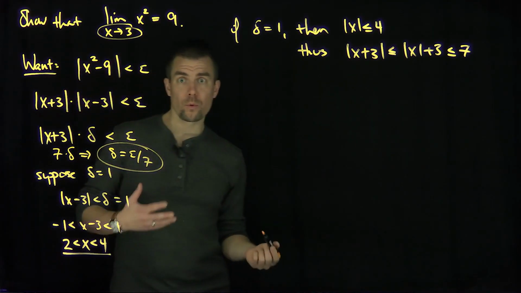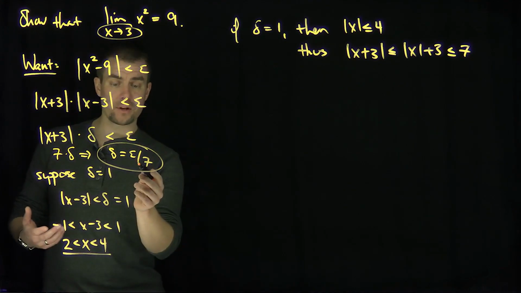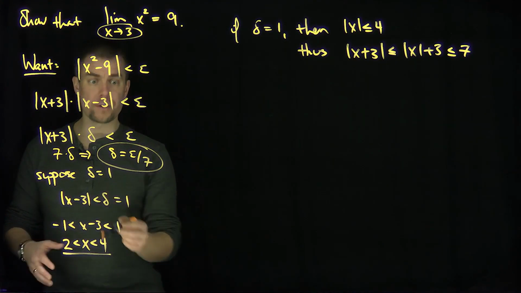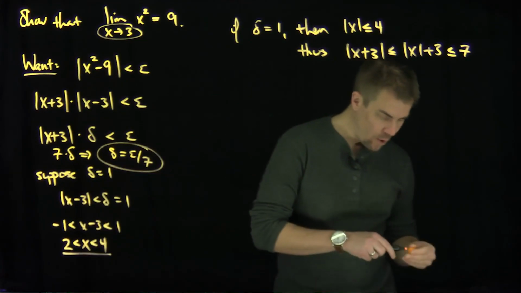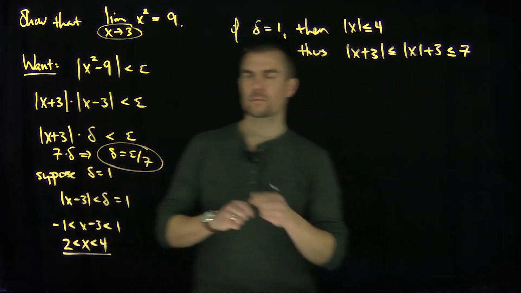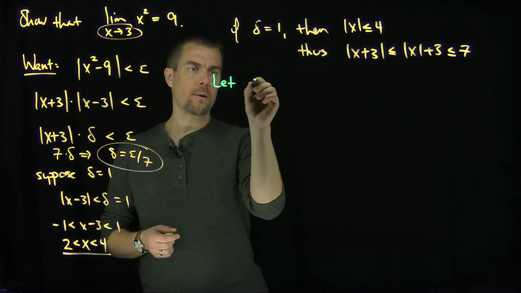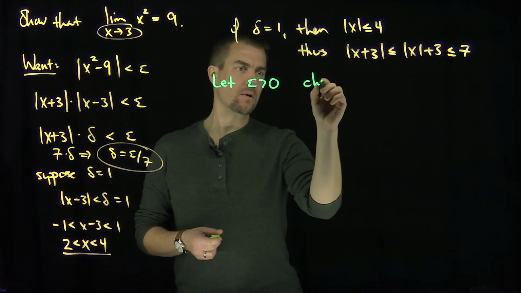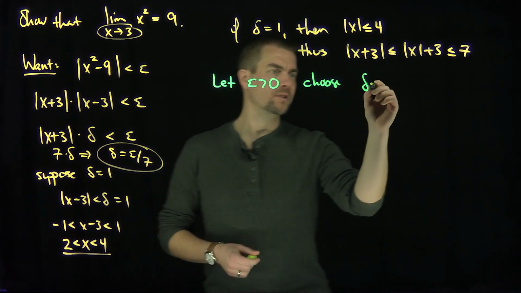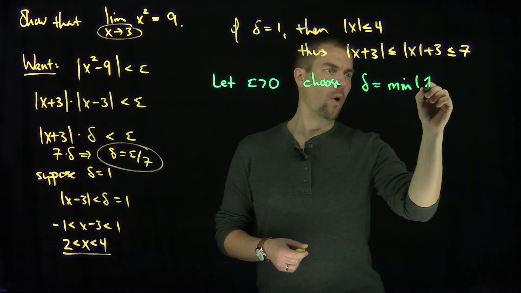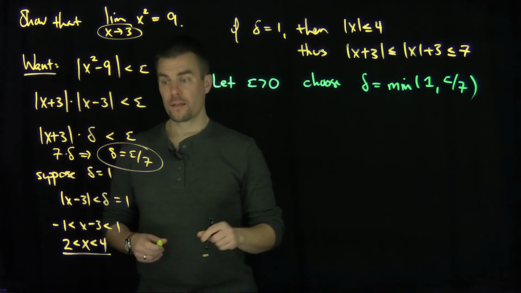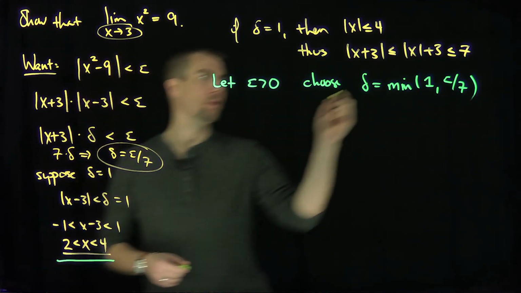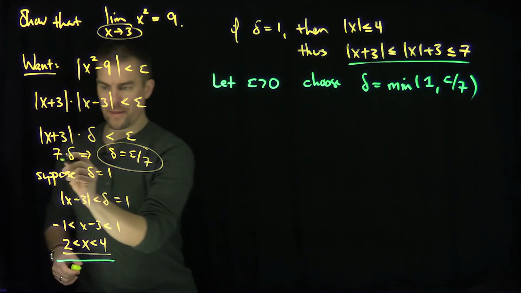Well, now I have two demands on delta. I'd like delta to be epsilon over 7, but also less than 1. I can make that happen by choosing delta to be the smaller of those two numbers. So now we choose: let epsilon be greater than 0, and choose delta to be the minimum of 1 and epsilon over 7. Then this condition will be true, and then this will be a 7 delta.